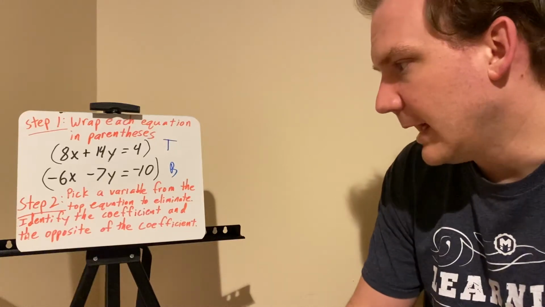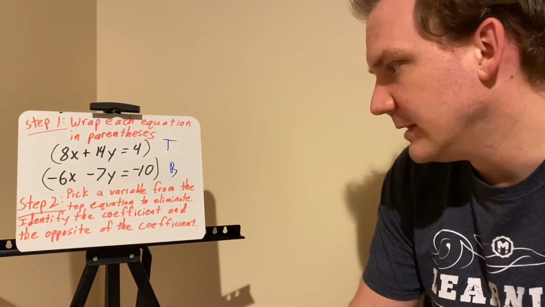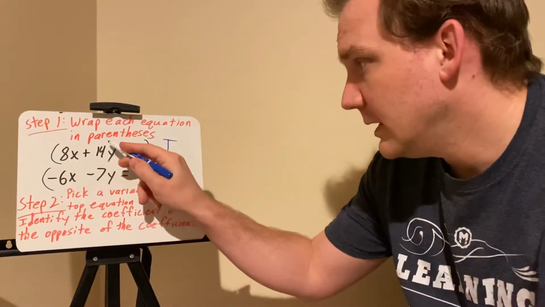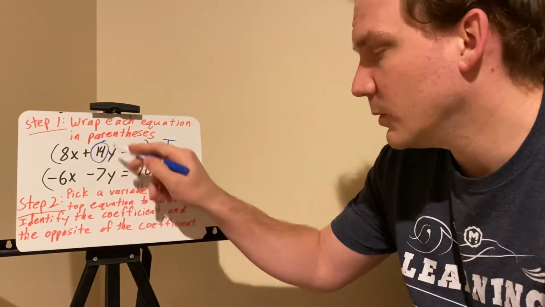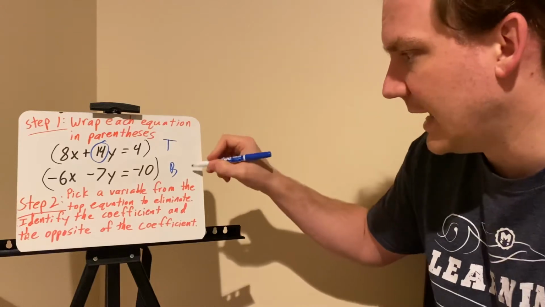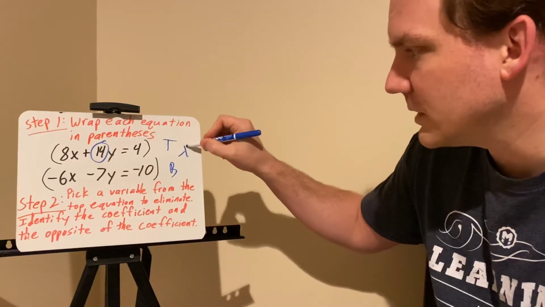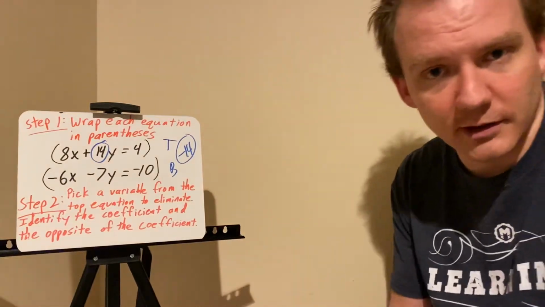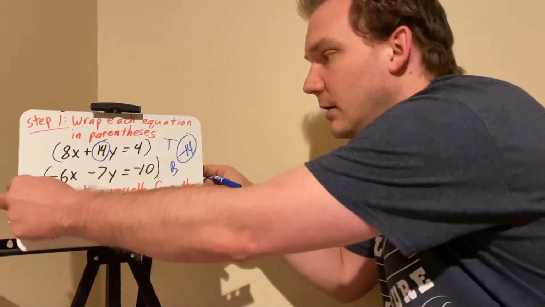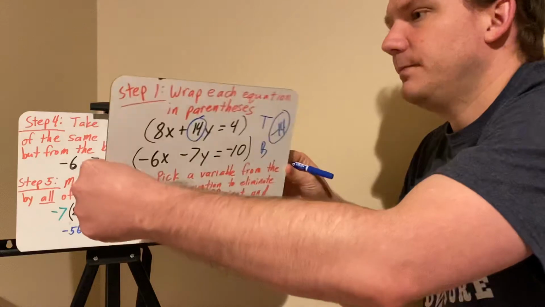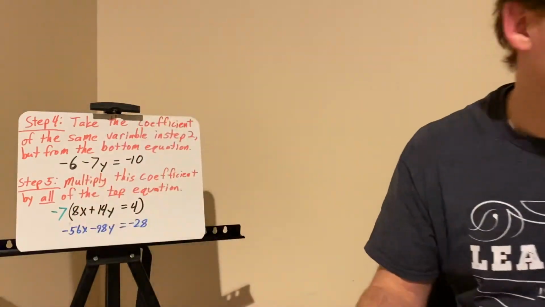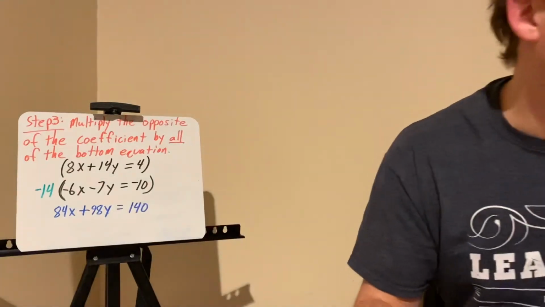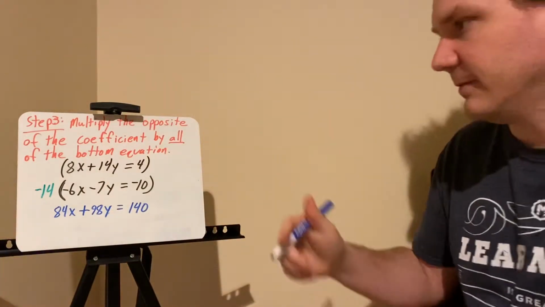To eliminate, identify the coefficient and the opposite of the coefficient. So I'm going to pick the y variable, and the coefficient of the y is 14, and the opposite of that would be negative 14. So negative 14 is the opposite of the coefficient of the variable I'm going to choose to eliminate. Apparently I have these out of order. Step 3. I'll come back to step 4.